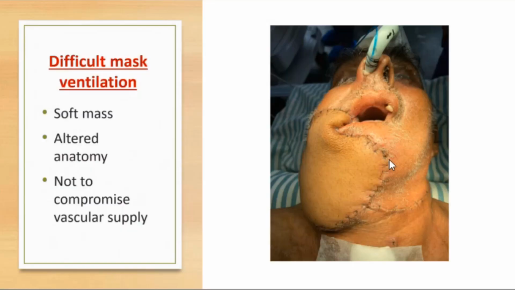We keep seeing these kinds of patients in our OT. This fellow has undergone an ALT flap replacement for a CA cheek. The issue with him is that he has a large soft mass in the anterior column. The anatomy is completely altered, and we need to take care of the vascularity of the flap when planning for mask ventilation.